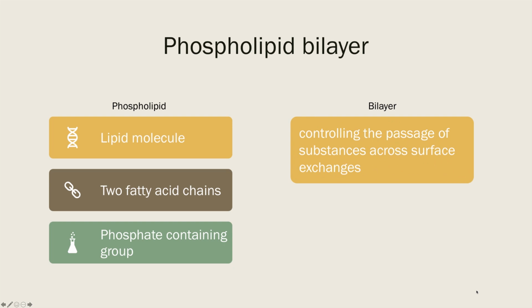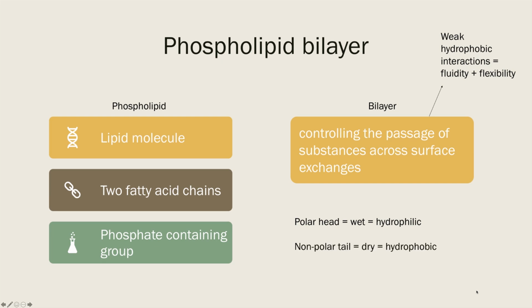So, in a phospholipid bilayer, the bilayer is held together by weak hydrophobic interactions between the tails, which allows membrane fluidity and flexibility. Within the phospholipid bilayer, there is a polar head, which is wet and hydrophilic, and there is a non-polar tail, which is dry and hydrophobic.